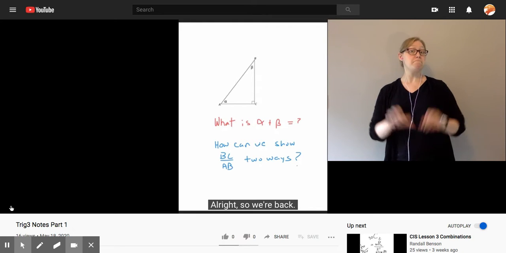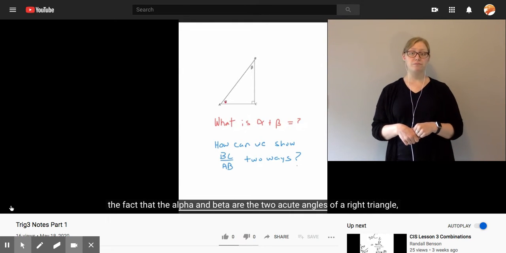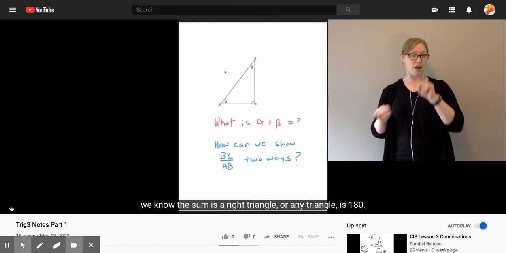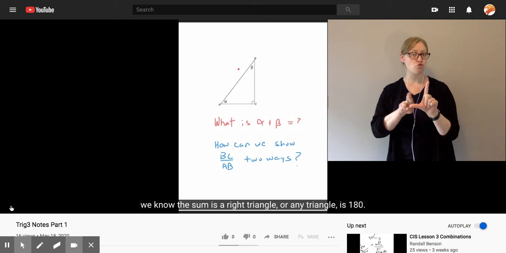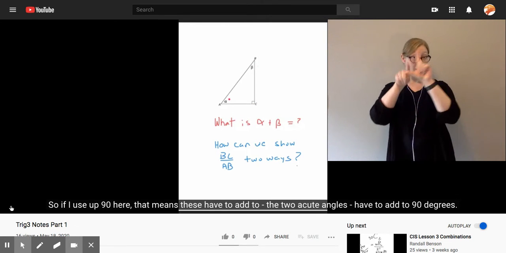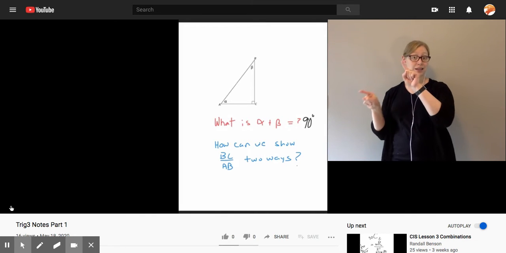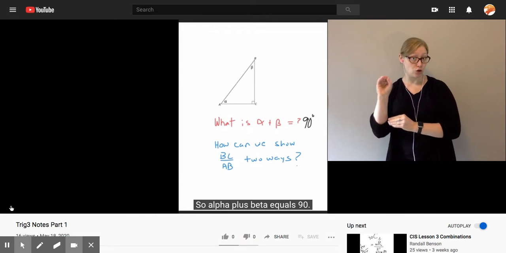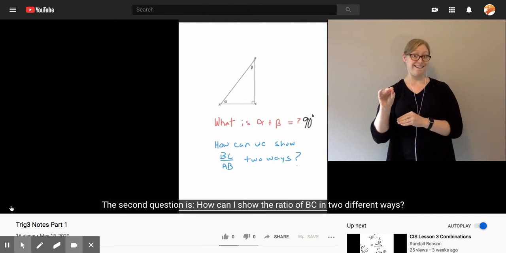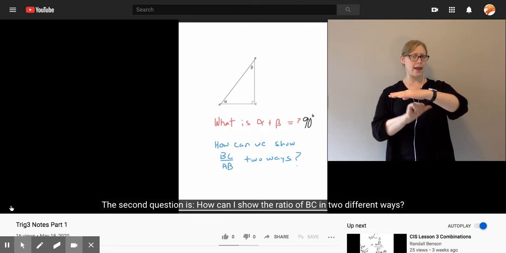All right, so we're back. Since alpha and beta are the two acute angles of a right triangle, we know the sum of the angles in a triangle is 180. So if I use up 90 here, that means the two acute angles have to add to 90 degrees. So alpha plus beta equals 90. The second question is, how can I show the ratio of BC in two different ways?